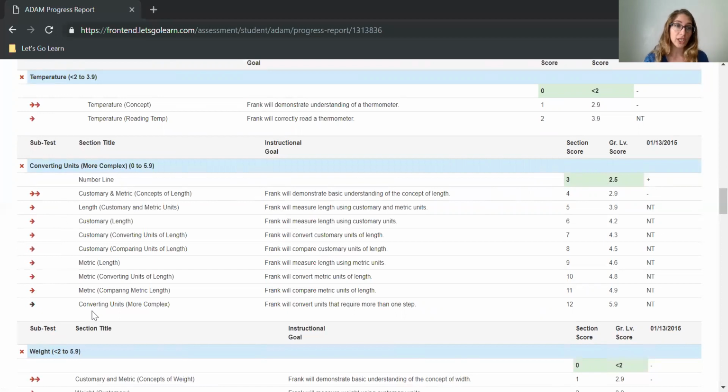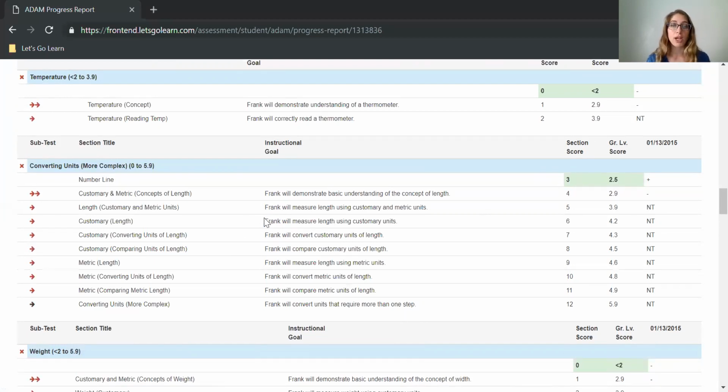So when they reach this unit at school, converting units that require more than one step, they're going to have a difficult time if they haven't been prepared for these skills that come up. So this is something that, if this was your child, you would definitely want to work on immediately with them to help build their skills before they address this in school. Now, often measurement is taught at the end of the year, but that's not the case in every school. So this gives you an opportunity to work on length.